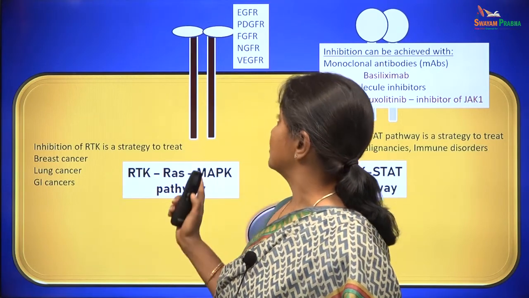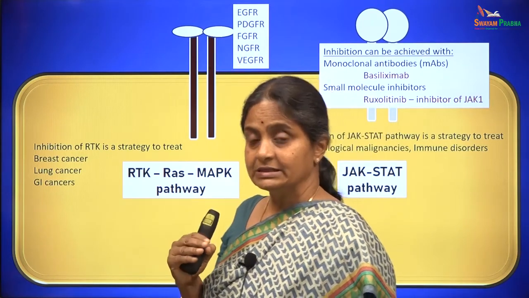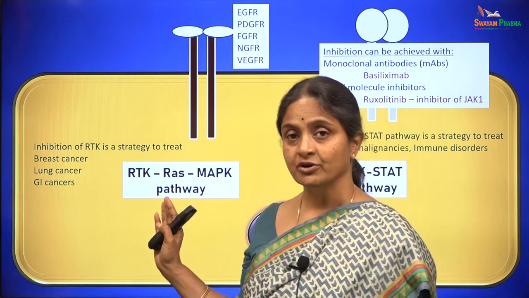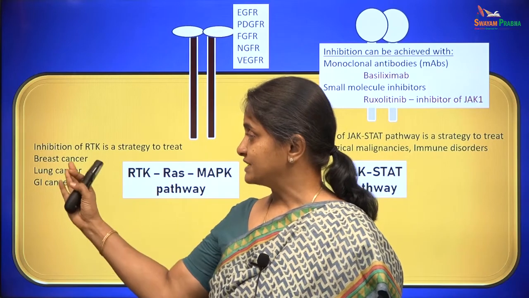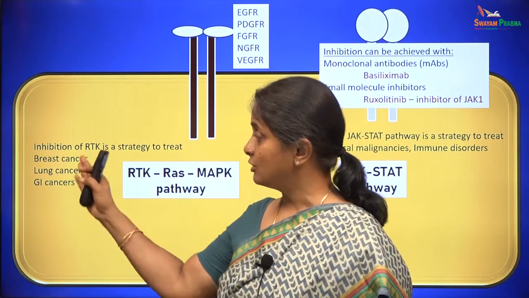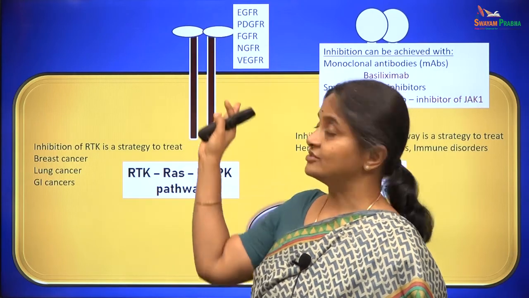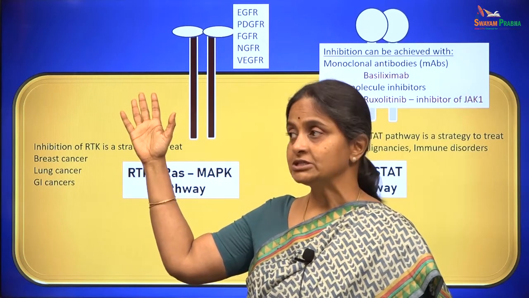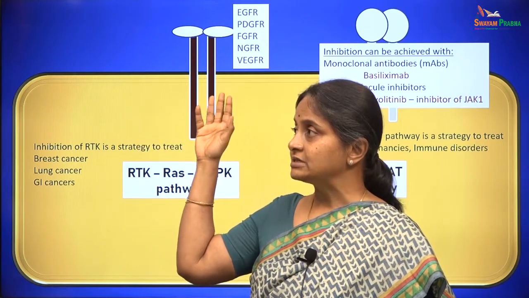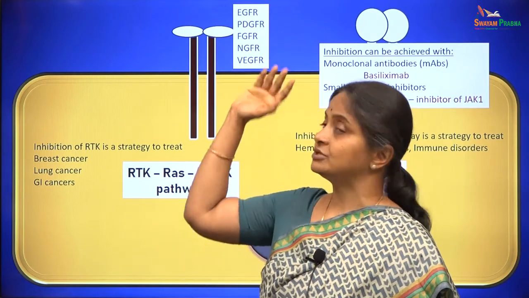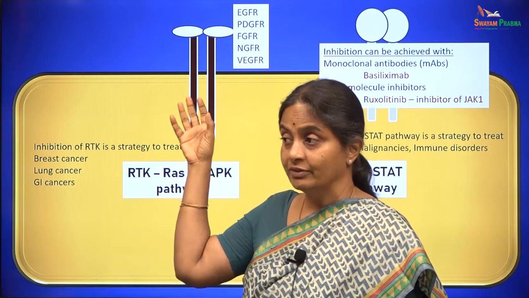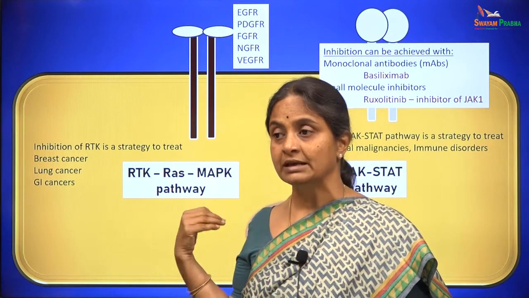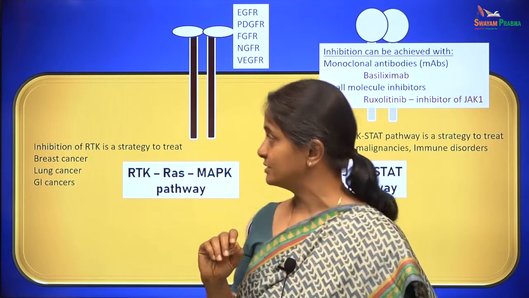Now, take a look at the ligands of this pathway, epidermal growth factor receptor. So this pathway is involved in a number of solid tumors, breast cancer, lung cancer, GI cancers. In all these cancers, the epidermal growth factor receptor is implicated. Either there's overexpression of those receptors, or those receptors are active even without the ligand binding to it, or they become constitutively active. Or some checks and balances are lost along the pathway, leading to excessive cell proliferation.